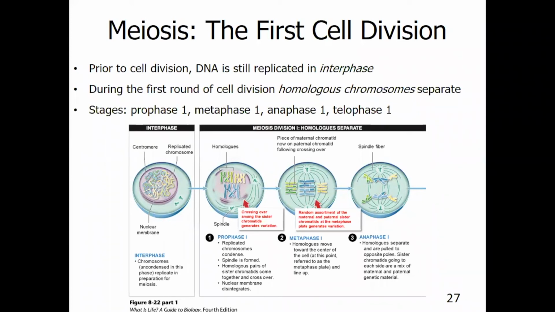Here in anaphase 1, we see that homologous chromosomes are separating, but the sister chromatids are staying together. So if we look at these blue chromosomes here in the center, we see that these 2 sister chromatids are still together, and these 2 sister chromatids are still together.